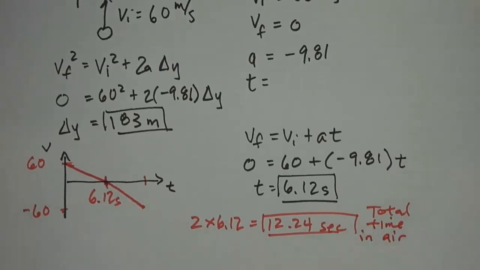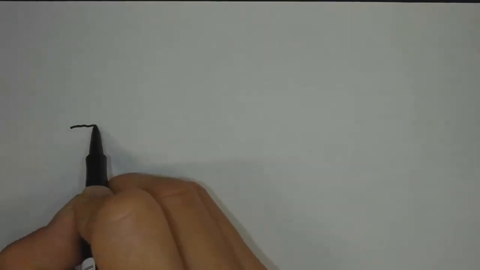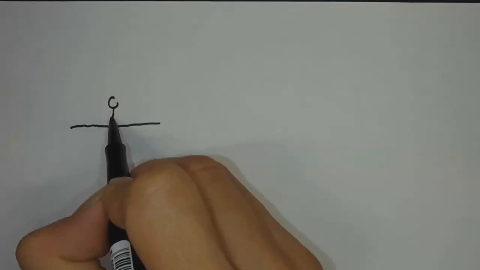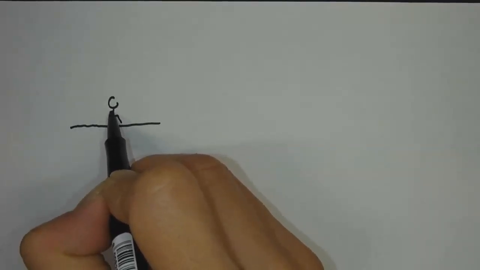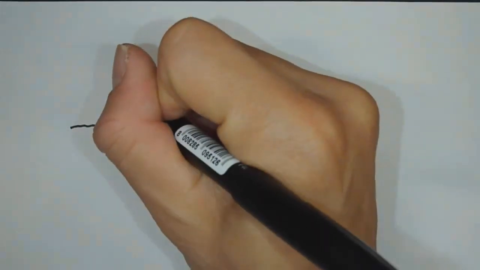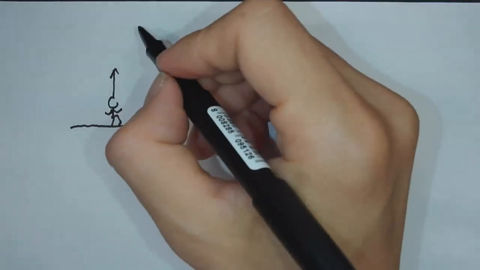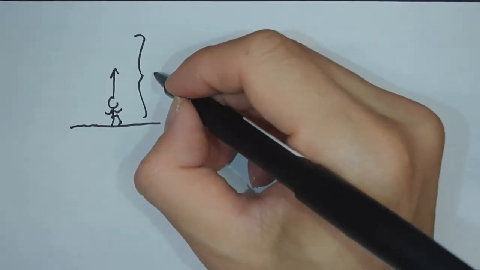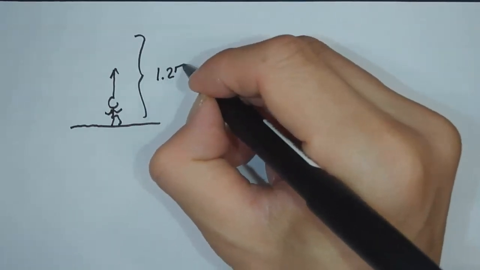All right, so let's take a look at one more problem. This time we're going to be thinking about a basketball player jumping, and we want to calculate the hang time of this basketball player. So here's a basketball player right here, and this player is going to jump straight up, okay? And the height that this basketball player jumps is given, which is 1.27 meters.